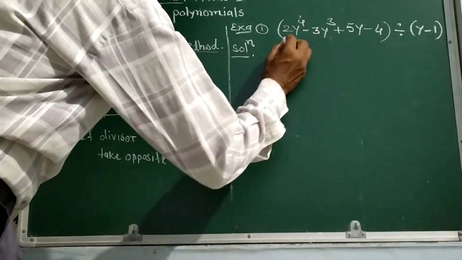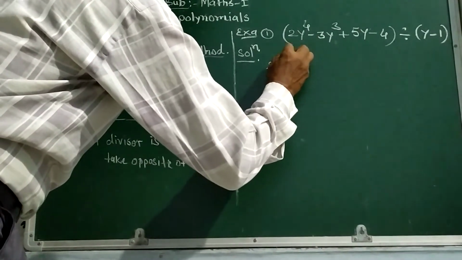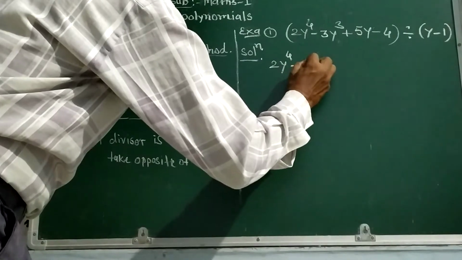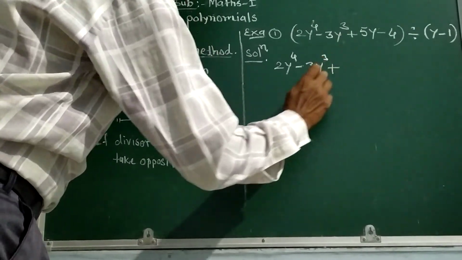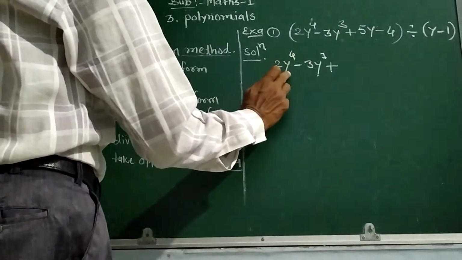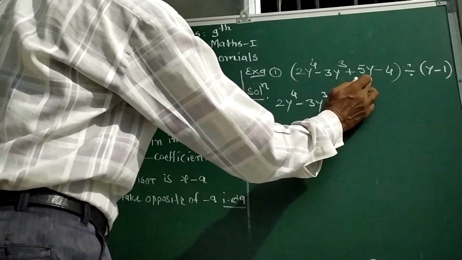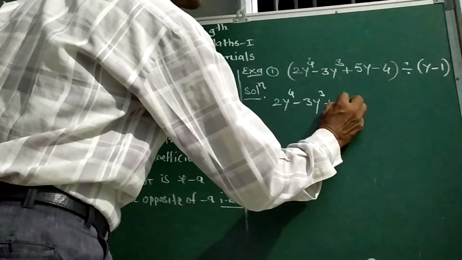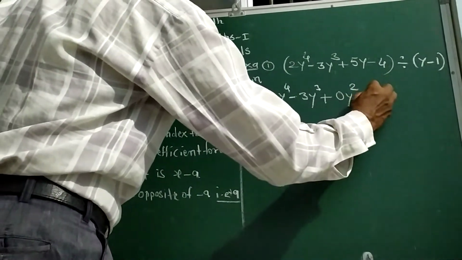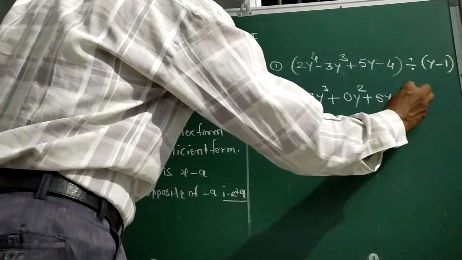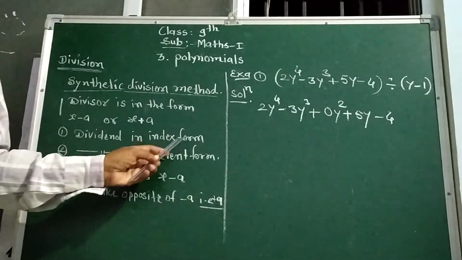So I write this dividend as 2y raised to the power 4 minus 3y cube plus, now in this case, degree of this variable y, that is 4, 3, 2. So in this case there is no y square, so I write 0 y square. Now y means it, plus 5y, and this minus 4. This is in the index form.